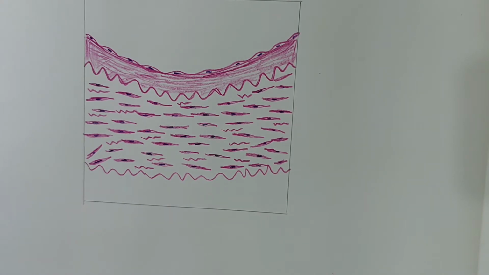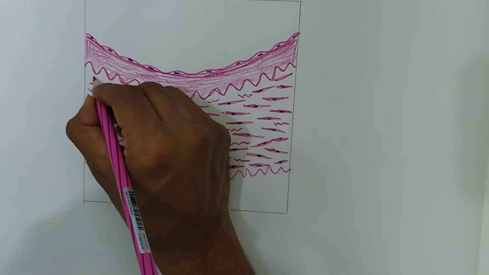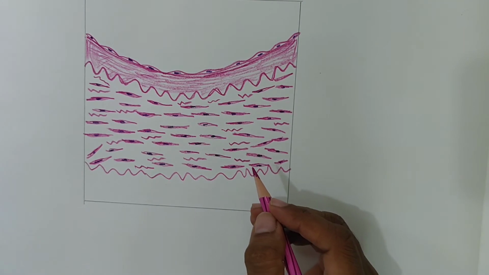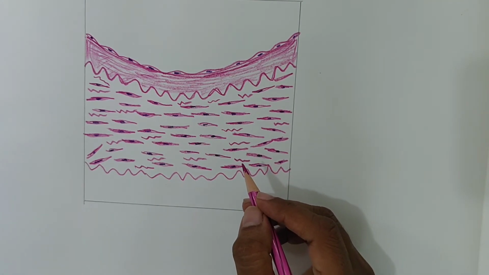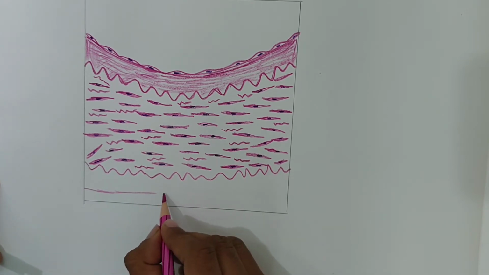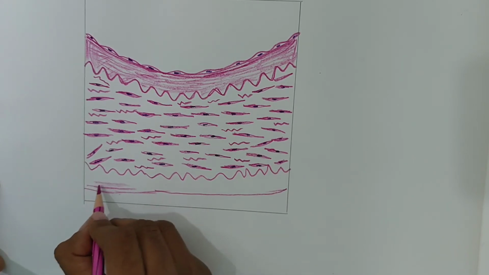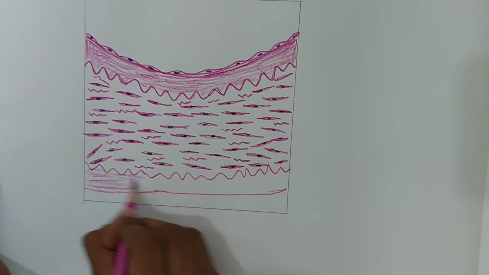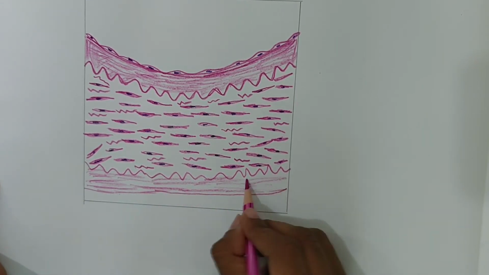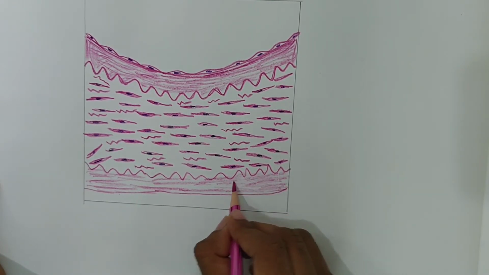And here are some elastic fibers. And below this external elastic lamina there is the presence of tunica adventitia. This is the tunica adventitia. The vasa vasorum is absent in this tunica adventitia in the muscular artery.